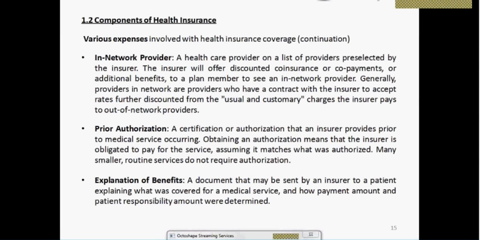Then with explanation of benefits, I think most of you all would have seen the statement that comes to you by the insurance companies. That basically explains how the coverages have been distributed, whether it has been covered, how much has been your responsibility, the patient's responsibility, and how much has been covered by the insurance companies. It's basically explaining to you the amount they have charged.